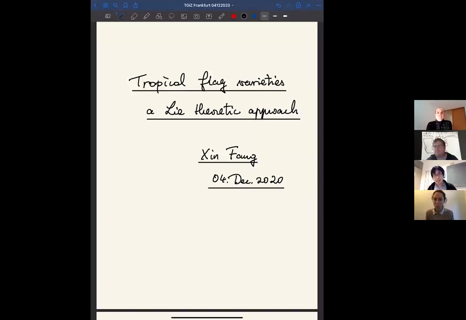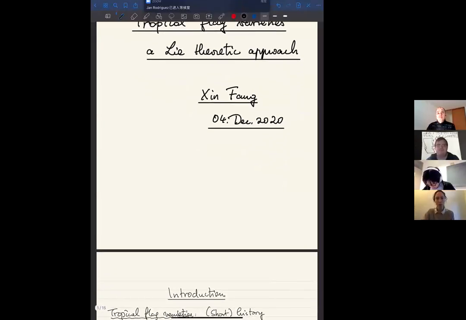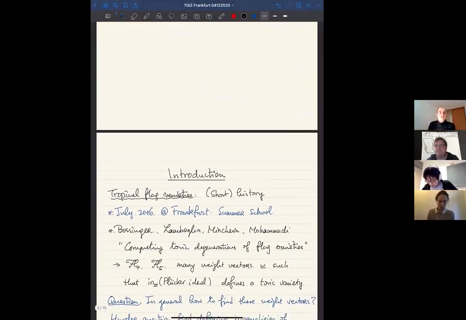our work on representation theory just met part of the tropical geometry. So now in this talk, I want to share with you some results relating to the tropical flag variety. Okay, so let me start.